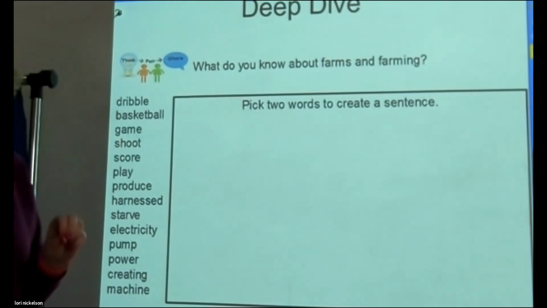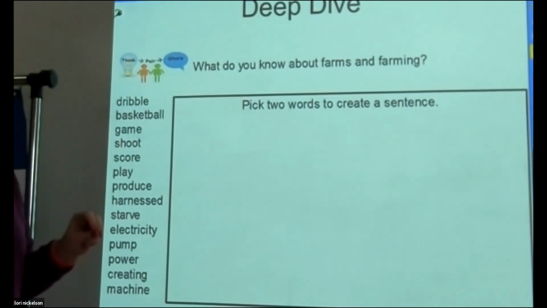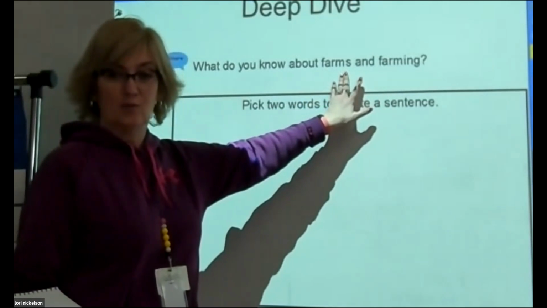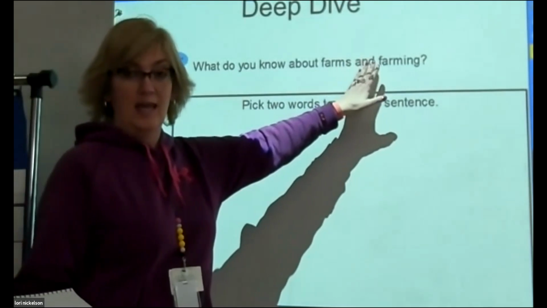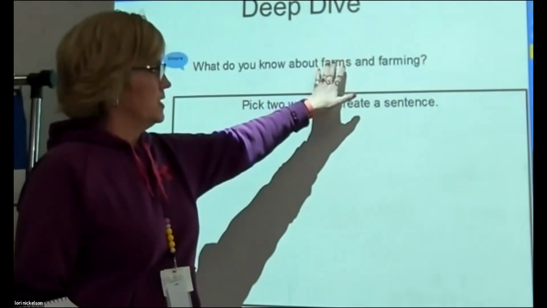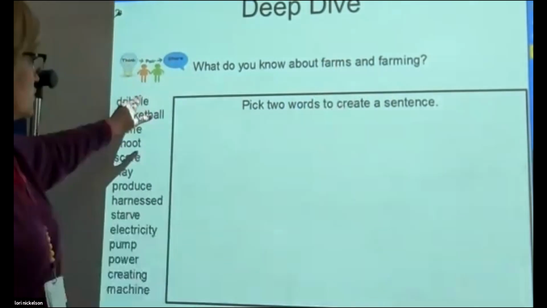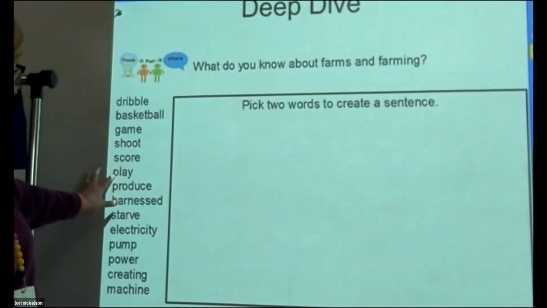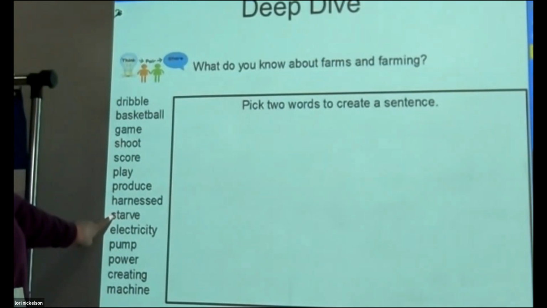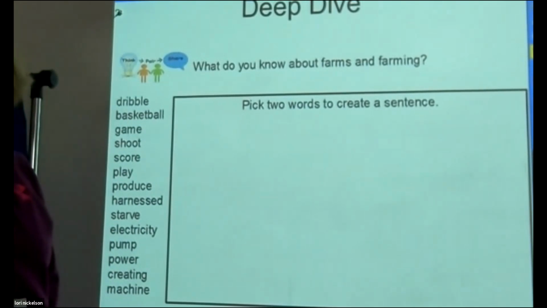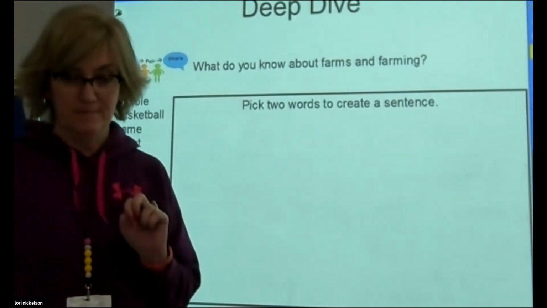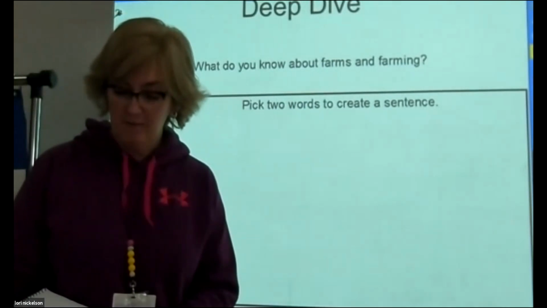So what I'm trying to do is I'm linking 2 words together. That's what I was talking about, farms and farming. They're linked together because you know what a farm is and what farming is because it takes place together. As dribble and basketball, or game and shoot, or score and play, or produce and harness, starve and electricity, pump and power, or creating and machine, okay? You pick 2 words and you create a sentence, okay? All right, guys, that is your deep dive for today.